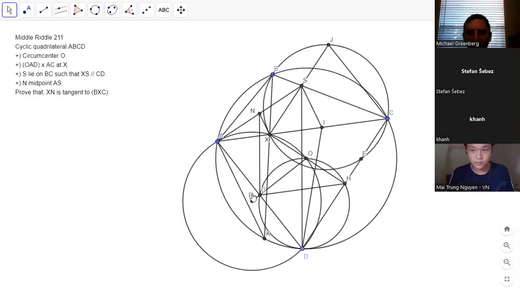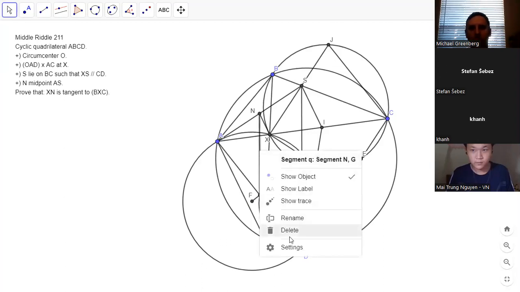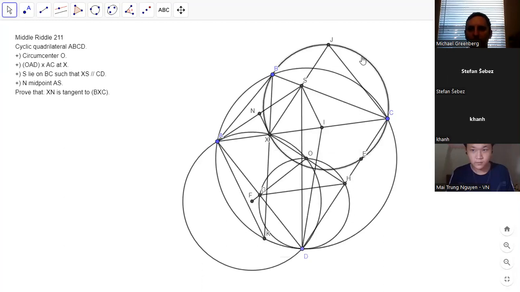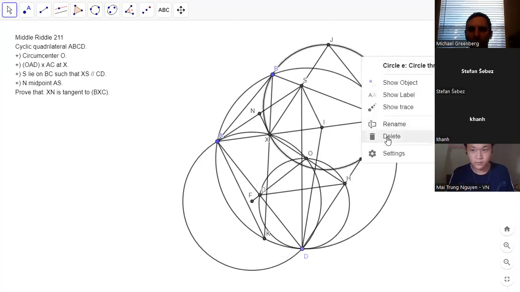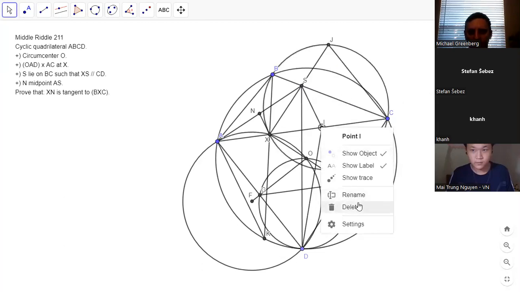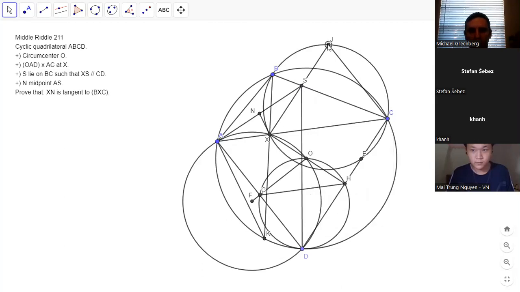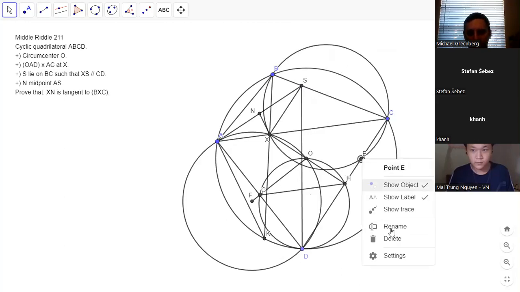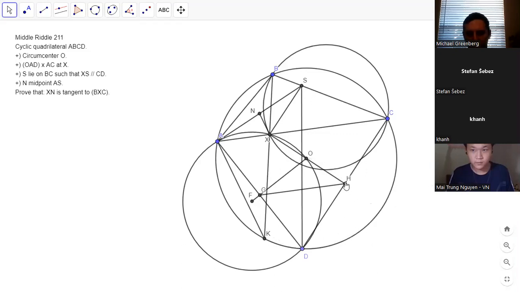So can you delete all the unnecessary circles and lines? Just keep A, B, C, D, the original points, and point K. All right. Let me delete this. And this. You can delete E and also H and G.